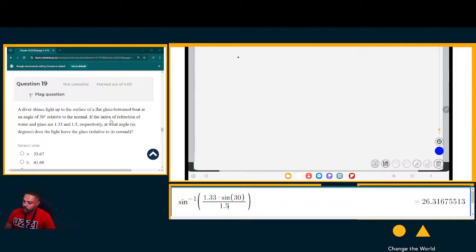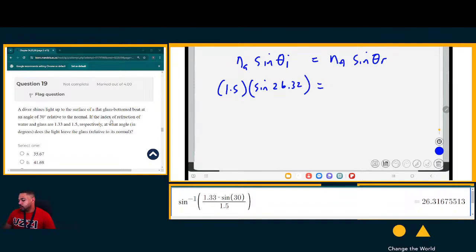Okay, so now for glass and air, this is for glass, the sine of theta incident angle, and this is for air, sine theta refraction. So the index for glass is 1.5, the sine of the angle is 26.32, the angle we just calculated, multiplied by the index of refraction for air, which is 1. We have the sine of the angle of refraction.